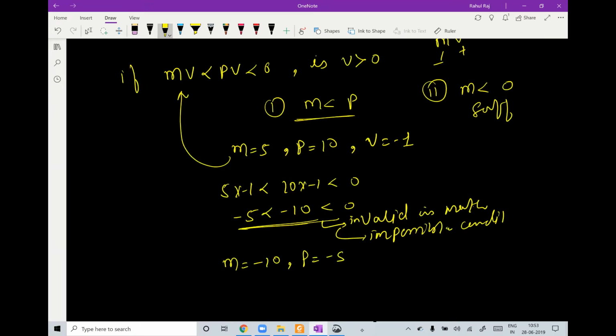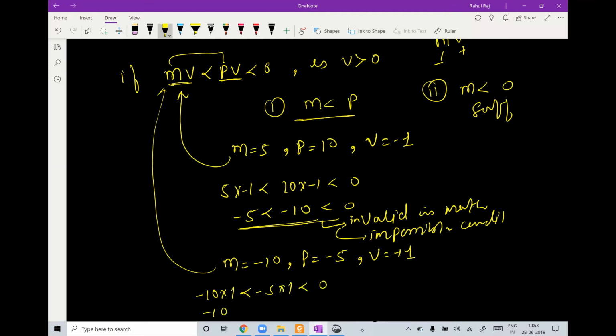Okay. So if I take, let's say, M is equal to minus 10, P is equal to minus 5, and V is equal to a positive number. The whole point is that, because MV and PV are the same here, I have to take the sign of M and P the same, V the same, right? So if I take minus 10, minus 5, and 1 and put it over here, now check. It is minus 10 into 1 less than minus 5 into 1 less than 0. That is nothing but minus 10 less than minus 5 less than 0. Perfect, right? This is matching this condition, MV less than PV less than 0, right? And V is positive here. So sufficient.